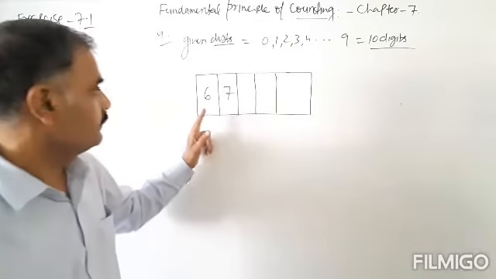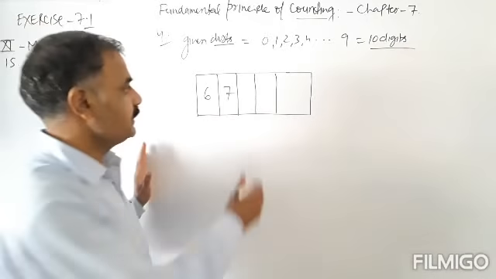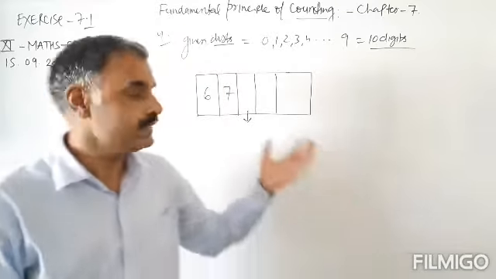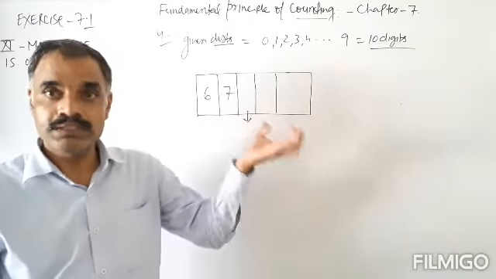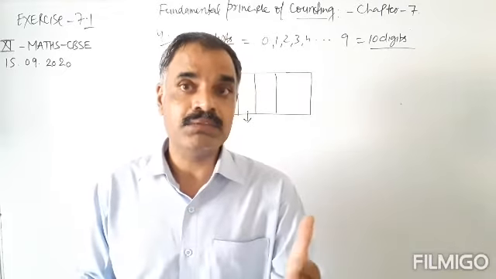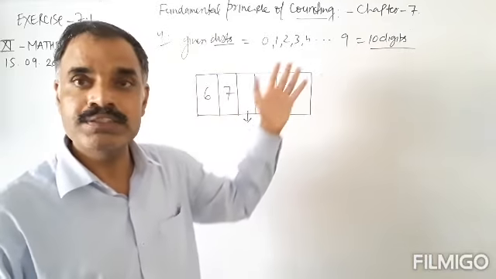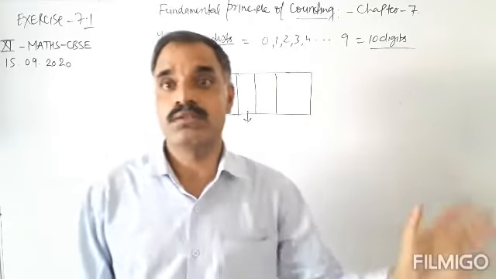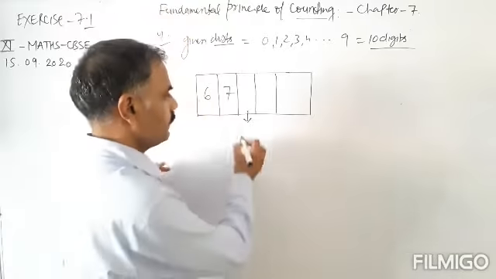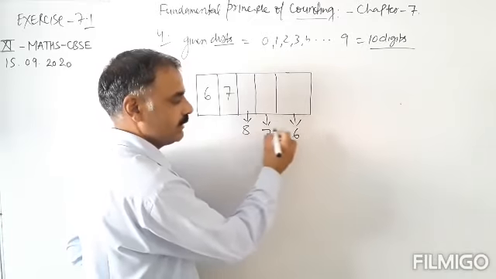Okay, first place can be filled by 6 ways, second place by 7 ways. Now this place can be filled by using how many digits? 2 digits we have already used, and these digits cannot be repeated. It means we have only 8 digits. Total digits are 10. 2 digits already used. That is why we have 8 digits in hand. Okay, so 8, 7 and 6.